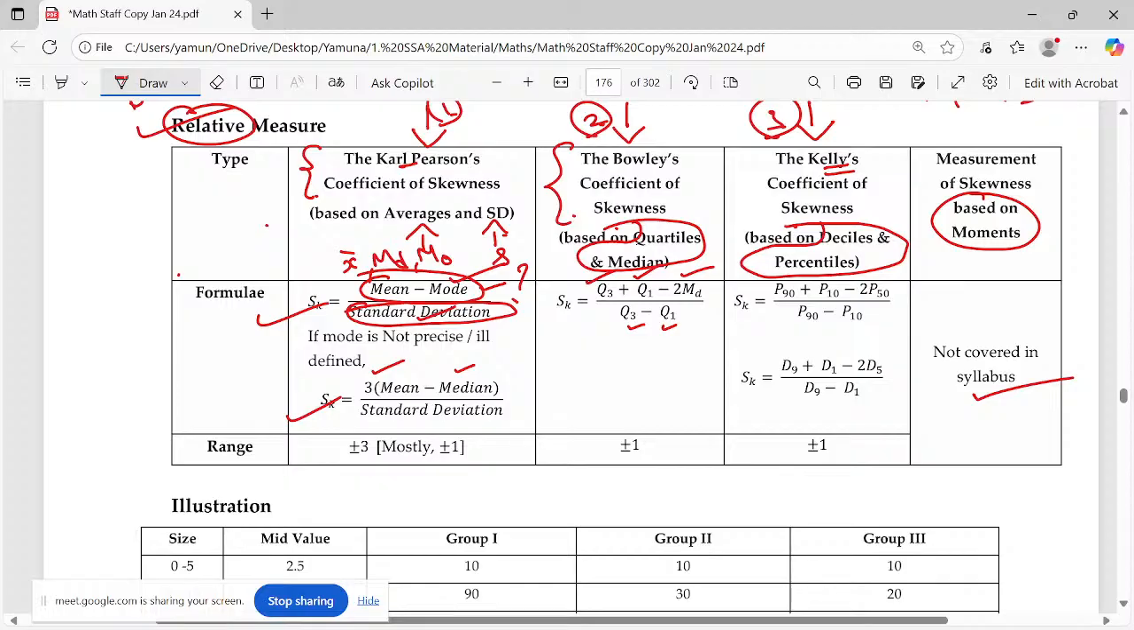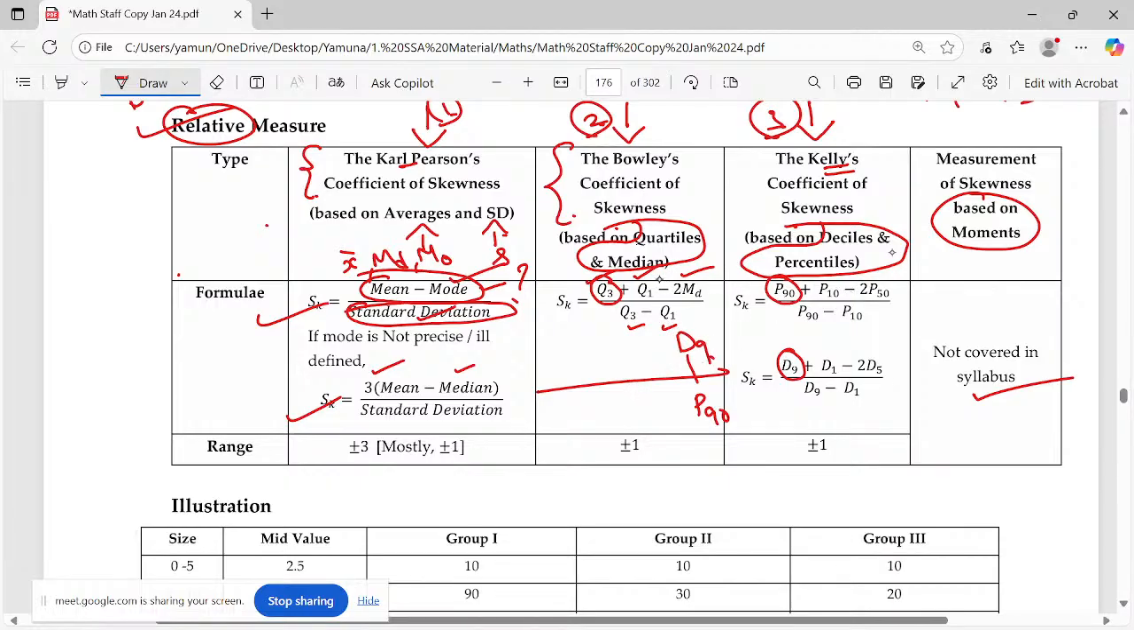What Kelly did, he did the same thing, but instead of quartiles, he took deciles. Deciles are closer, taking almost all the data. If you go for percentile, P90, almost all the data. So instead of Q3, he handles P90. P90 is the same as D9. Yes, right? You draw the line. If P90 is here, D9 is also here only.